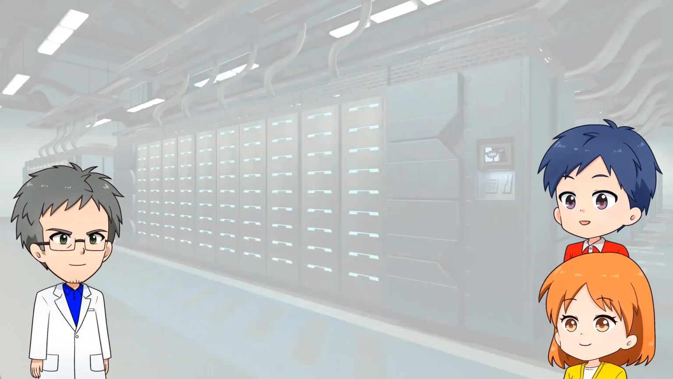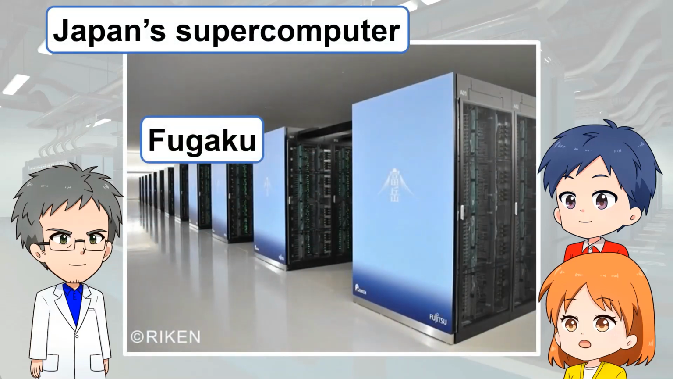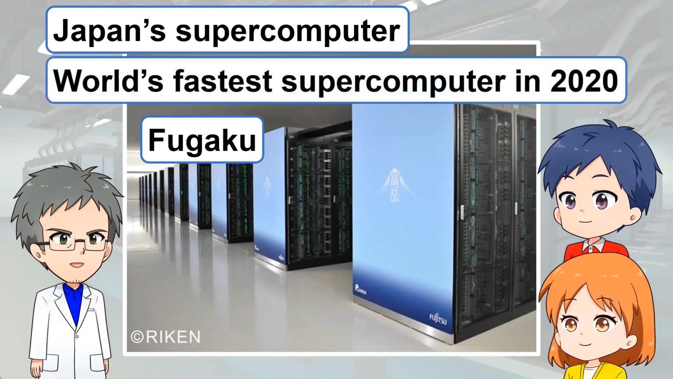I think I heard that Japan's supercomputer is the world's fastest. Do you mean Fugaku? I saw it in the newspaper. You both know about it. The world's fastest supercomputer in 2020 is Japan's Fugaku. Fast computers are made every year around the world, so I'm sure there will be a faster one soon. The world's fastest. How fast is that?